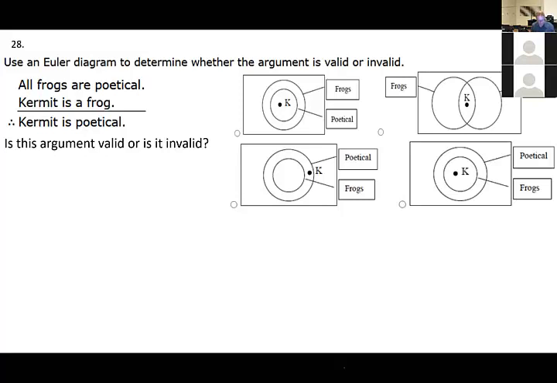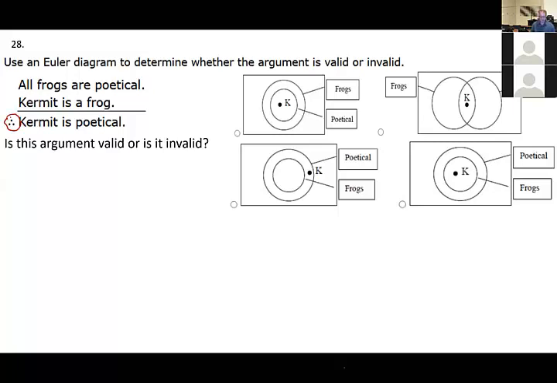It says all frogs are poetical. Kermit is a frog, therefore Kermit is poetical. This little stacked set of dots there means therefore. So you've got two premises. One premise is that all frogs are poetical, which I don't exactly know what that means. I guess they like poetry. And Kermit is a frog, therefore Kermit is poetical.